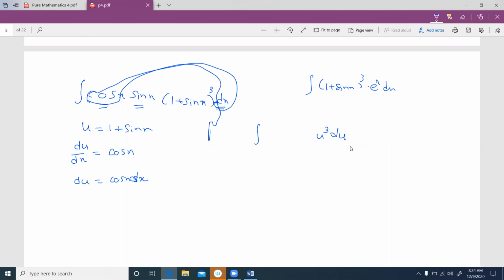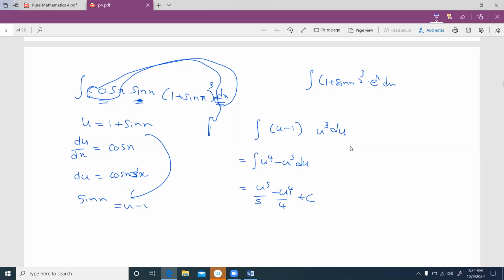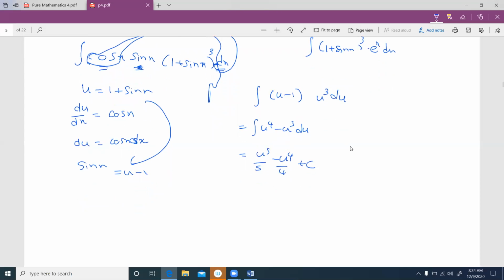Now we still have something remaining, the sin x part. From this function, sin x equals u minus 1. So now you can replace it with u minus 1. Then if you do this integration, it turns into u to the power 4 minus u to the power 3, du. Integrating, you get u to the power 5 over 5 minus u to the power 4 over 4 plus c. Now you can work out this function.